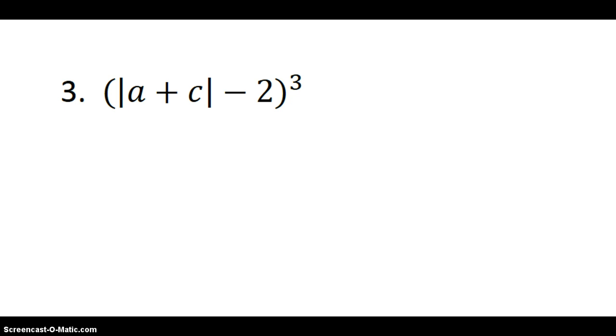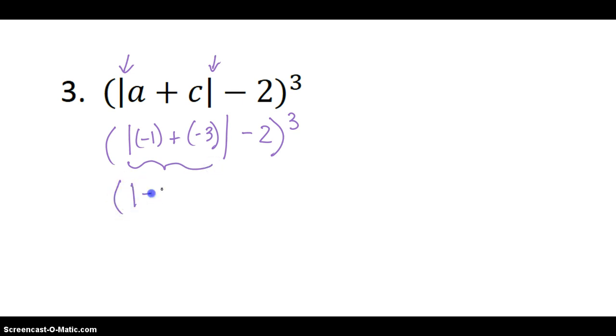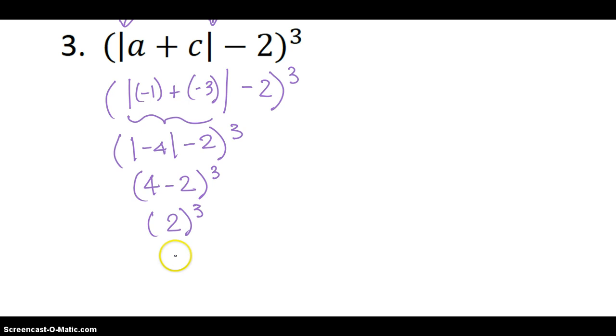Lots and lots of letters and numbers. And everybody remember, these are your absolute value grouping symbols. Okay, so absolute value of A is negative 1 plus negative 3 minus 2, that whole quantity cubed. Work within your grouping symbols first. So I have the absolute value of negative 4 minus 2 cubed. Absolute value of negative 4 is 4 minus 2 cubed. And you guys have to understand, I've been doing this math for a really long time, and I still show all these steps. It's the path to least error. That gives me.